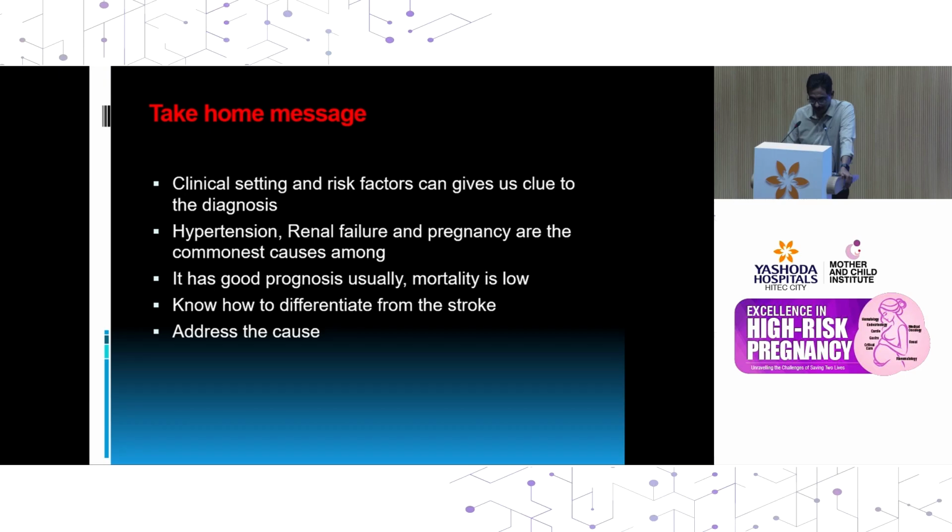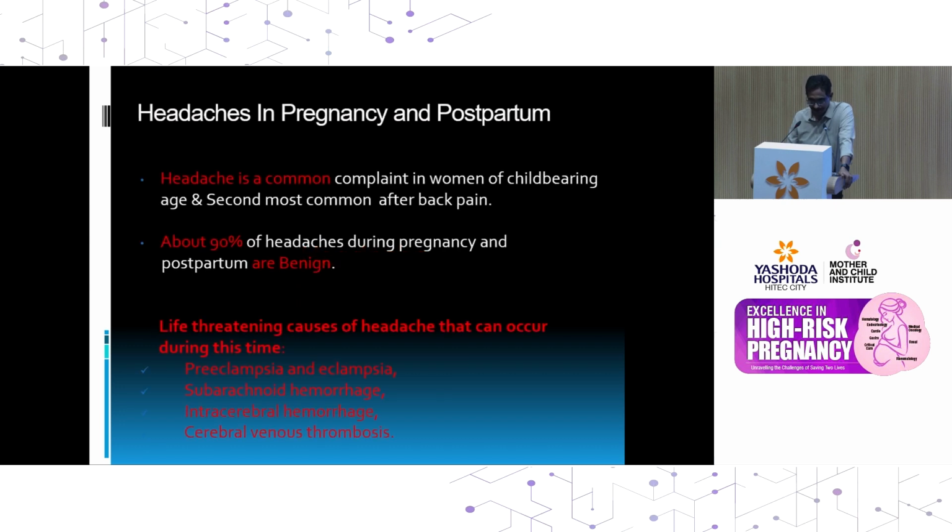So take home message: clinical setting and risk factors can give us clues to the diagnosis, and of course MRI improves later than the clinical picture. It has a low mortality rate. I think there are so many things, and I'll end my topic here because still so many things have to be discussed. I would like to have interaction with all of you.